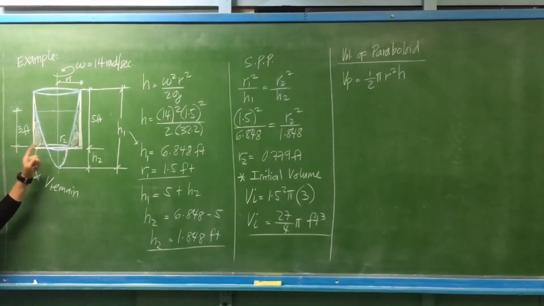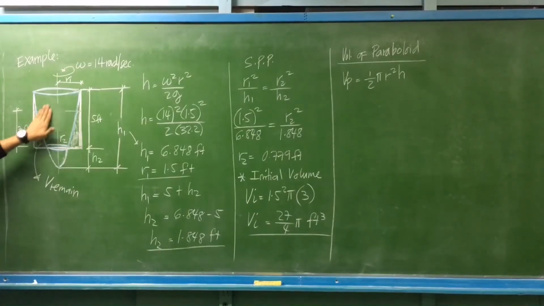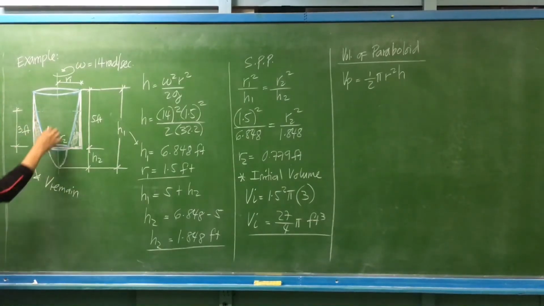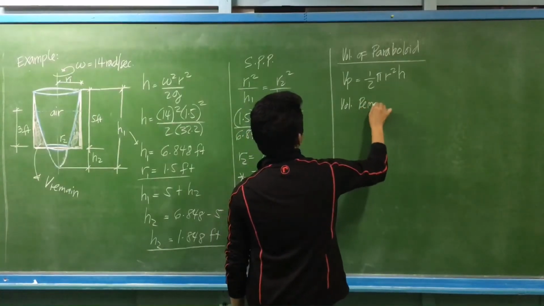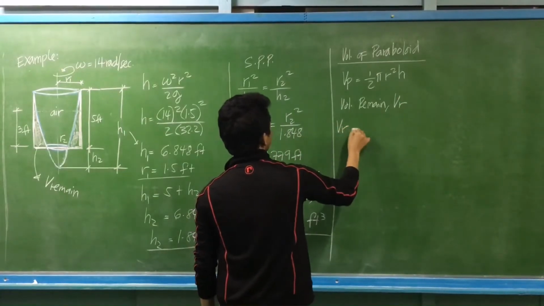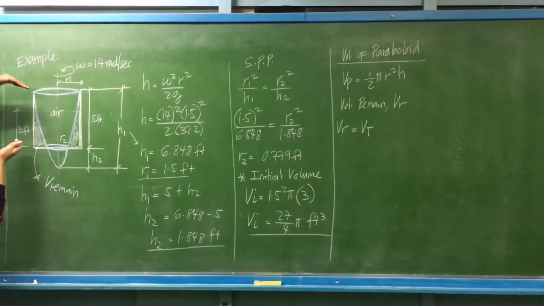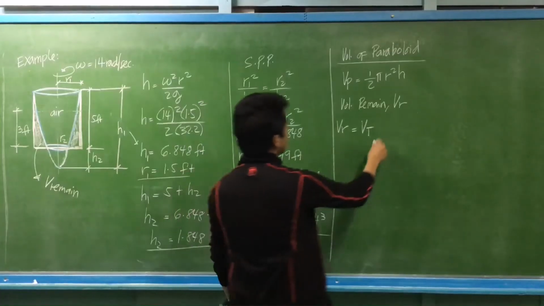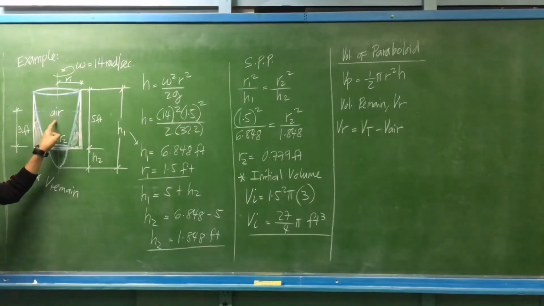To get the volume remain, we discard the volume of the air inside from the volume of the tank. Basically, what formed inside is just air, the volume of the air. So how do we get the volume remain? Volume remain is equal to the volume of the tank minus the volume of the air inside.